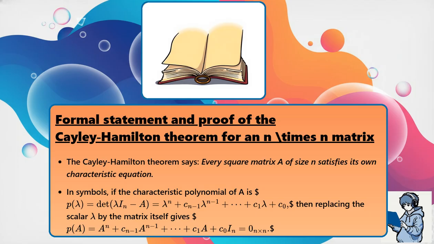Then replacing the scalar λ by the matrix itself gives p(A) = A^n + c_{n−1}A^{n−1} + ... + c_1A + c_0 I_n = 0_{n×n}.